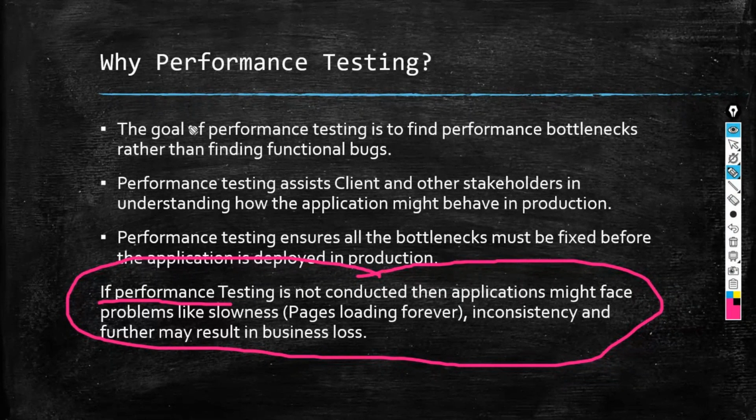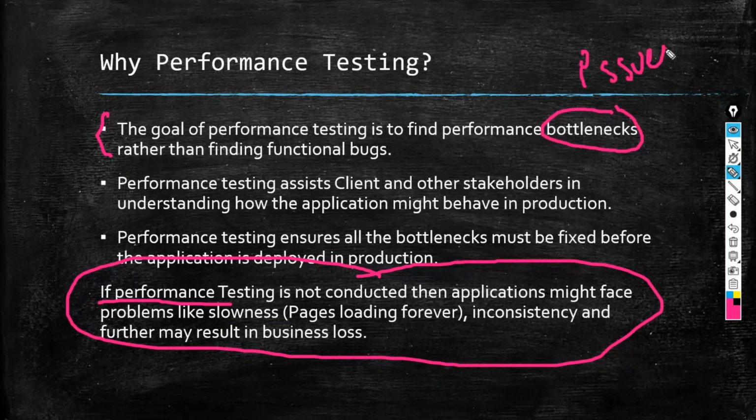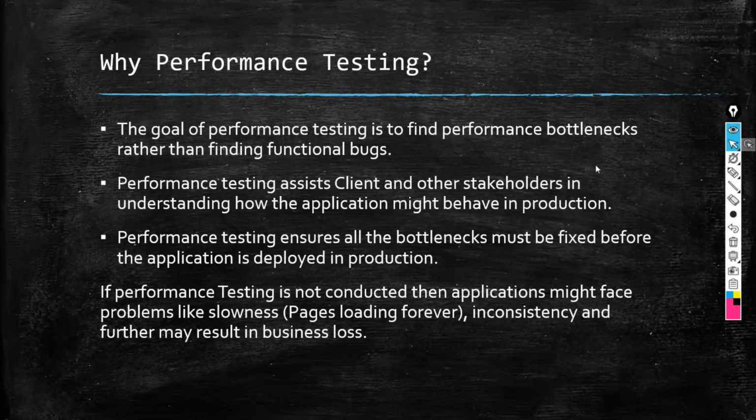And the first point is also very clear. The goal of a performance tester is to find performance bottlenecks rather than finding functional bugs. Functional bugs means functional defects. Here also, bottleneck means issues only. It's not something new, but the terminology that we use is bottleneck. If someone asks you what sort of bottlenecks you identified as part of your previous projects, you should understand they are asking about the performance issues that we identified as part of our performance testing. So why is performance testing very important? Hope it is very clear as of now.